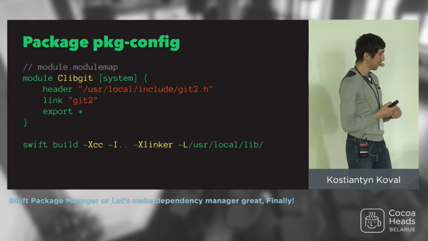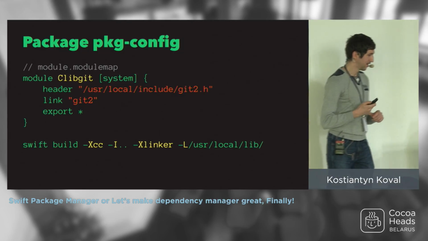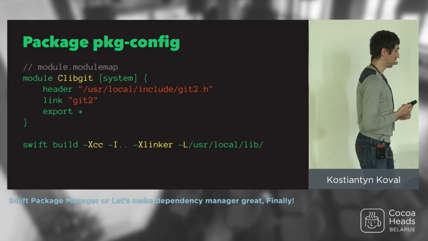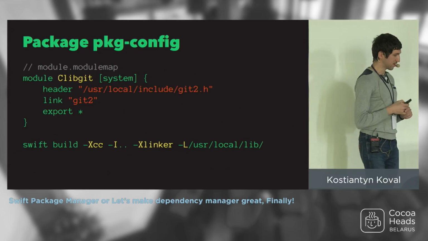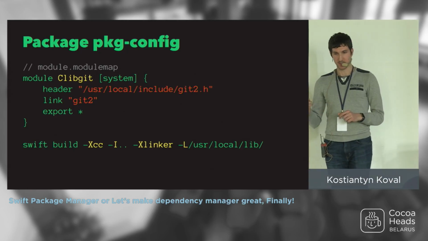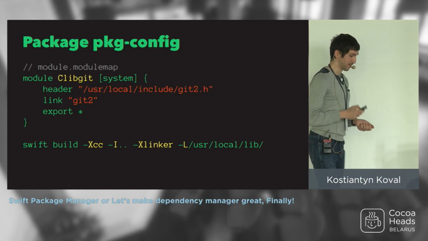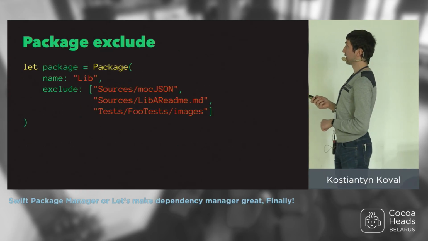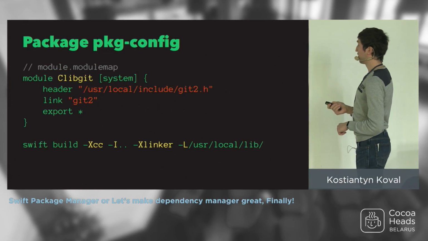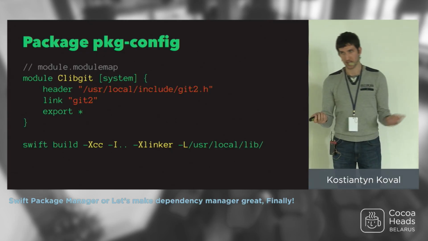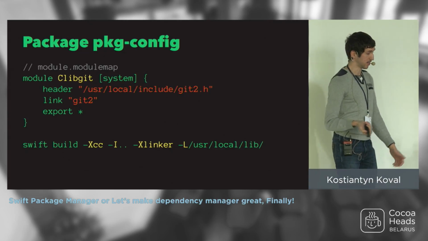The pkg-config, I really like. Let's say you have some library you installed, and to use it, when you build it, you have to specify where to find it. And you would pass these compiler and linker flags every single time. This is what is happening behind the scenes in iOS. If you open the build log, we actually pass in these things.